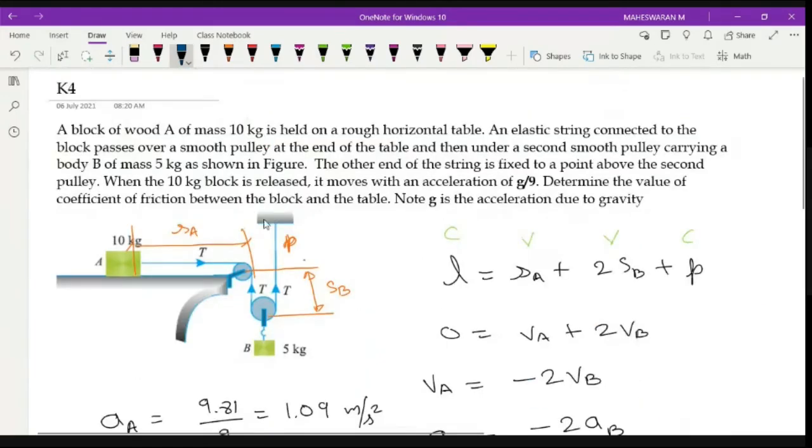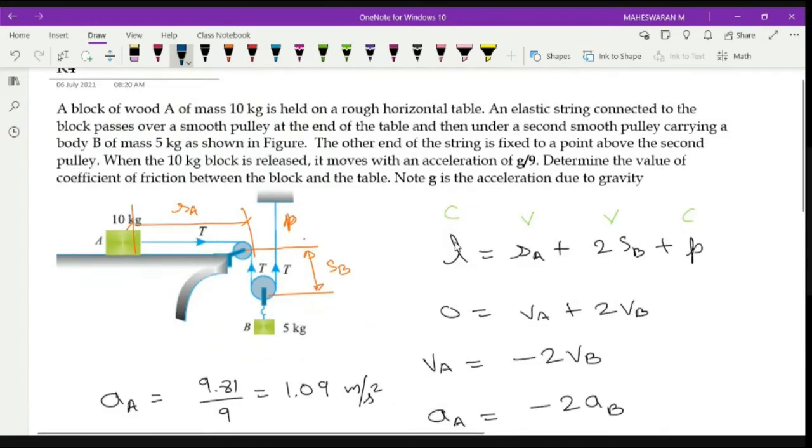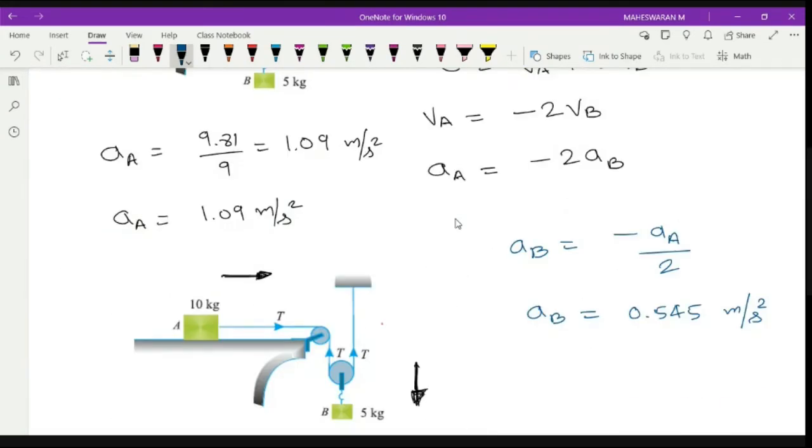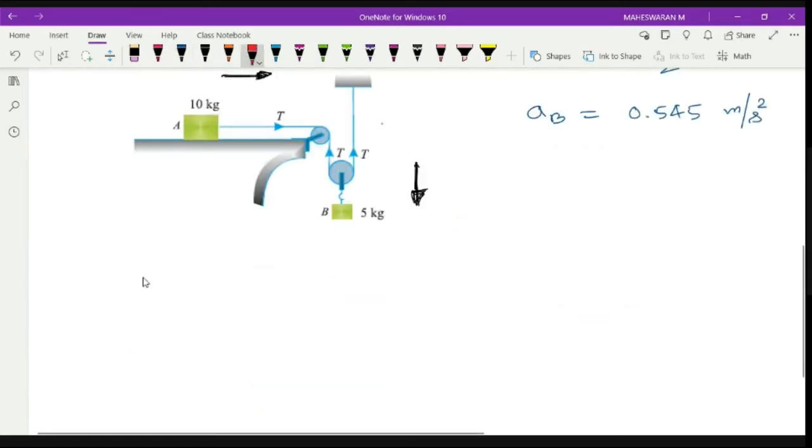I'm going to solve in only one method, so I'm not going to repeat it again and again, because you can understand the concept. Which method can we use? You tell any one method and we will try to solve: D'Alembert's principle, work energy, or impulse momentum, whichever you feel. Let me try solving it by work energy.